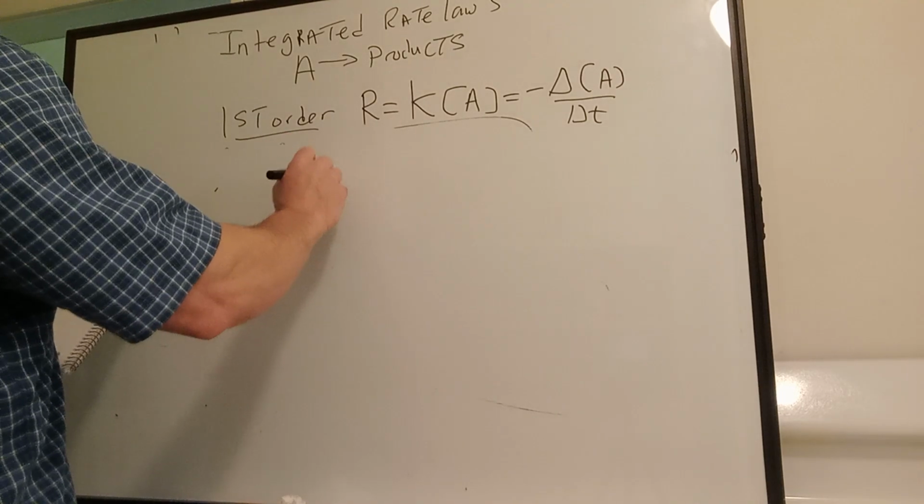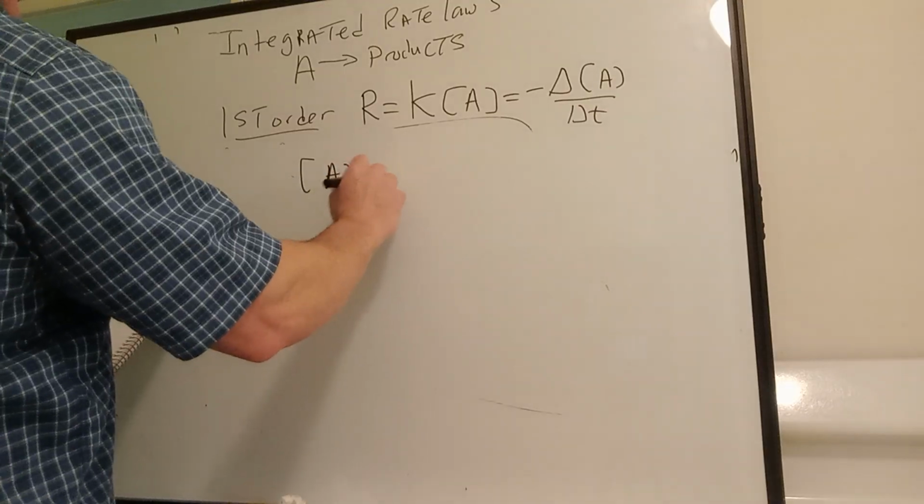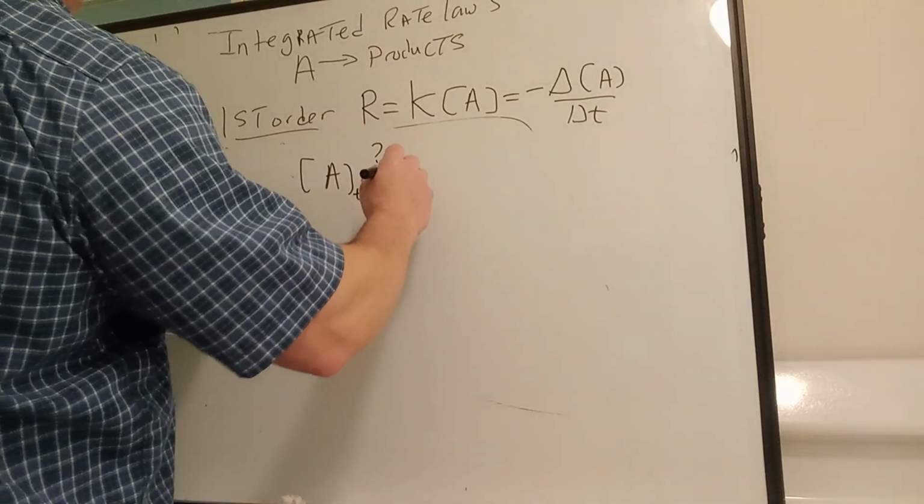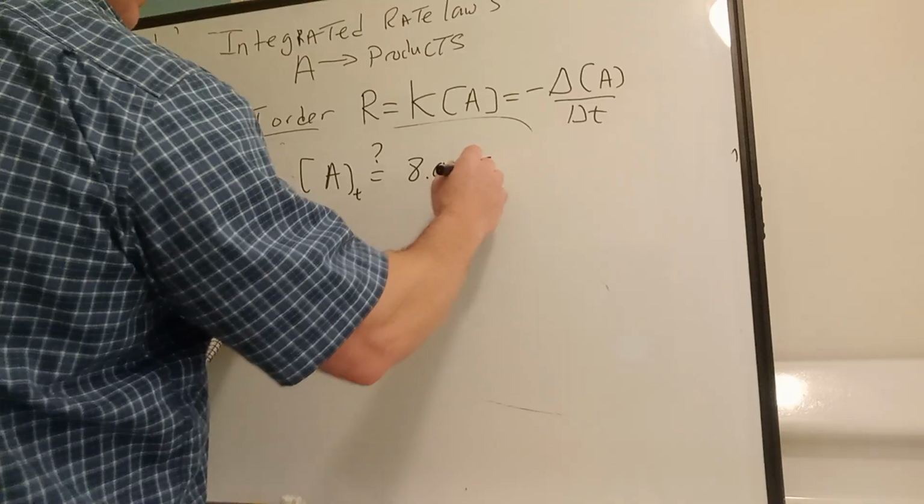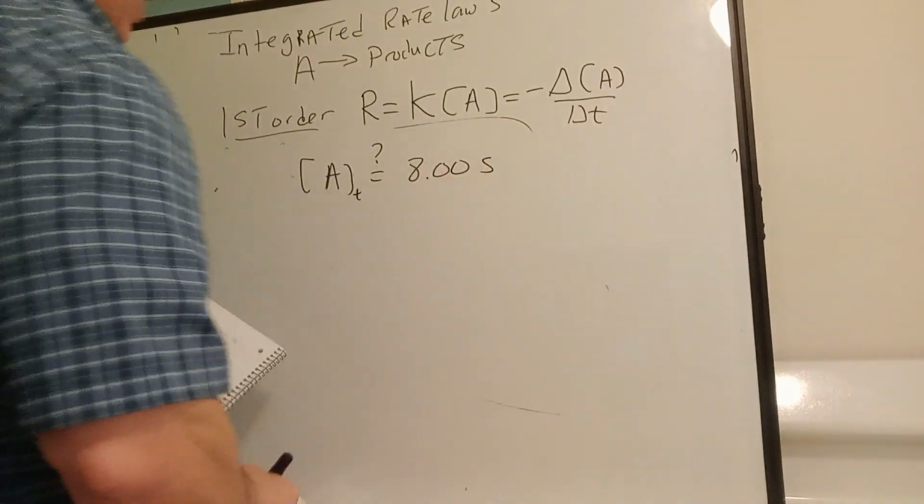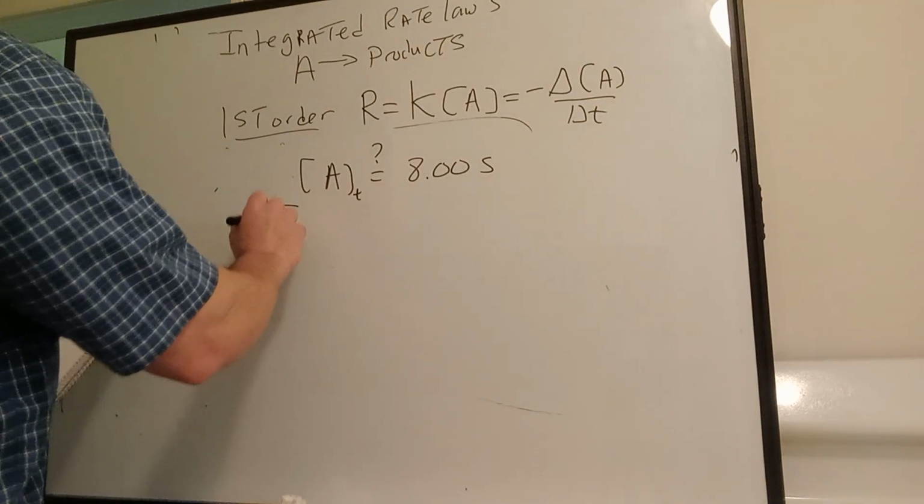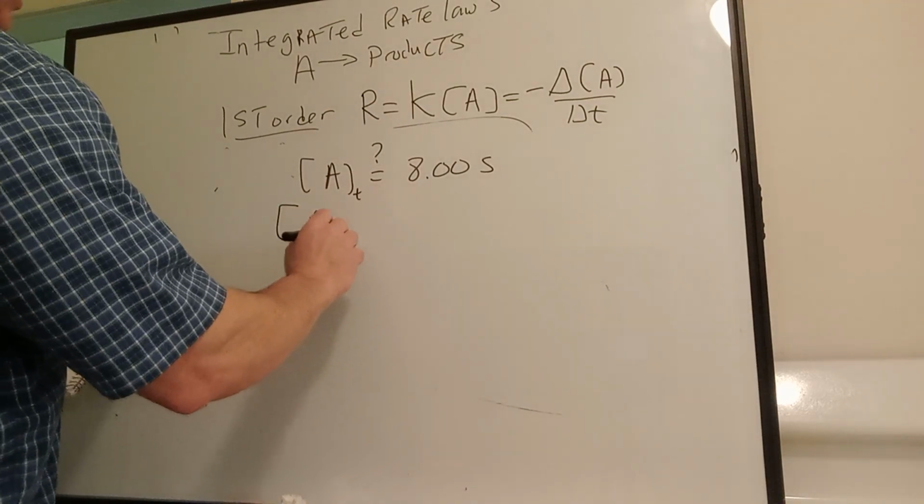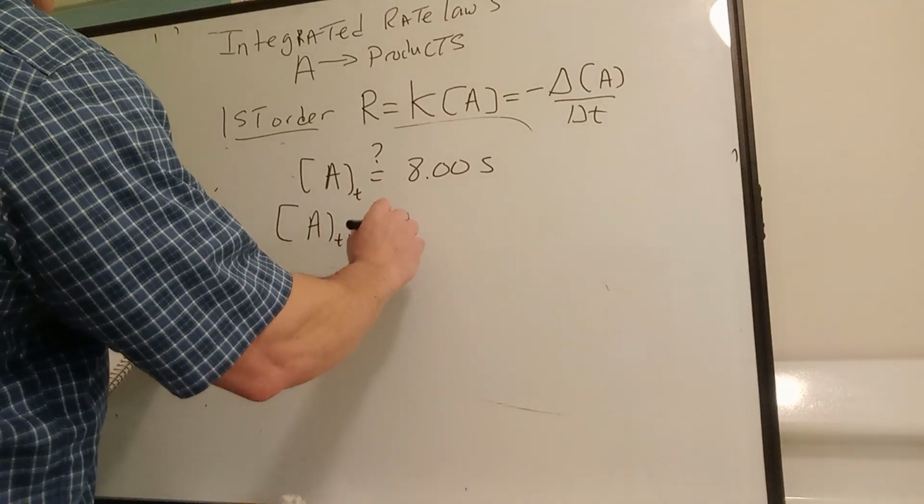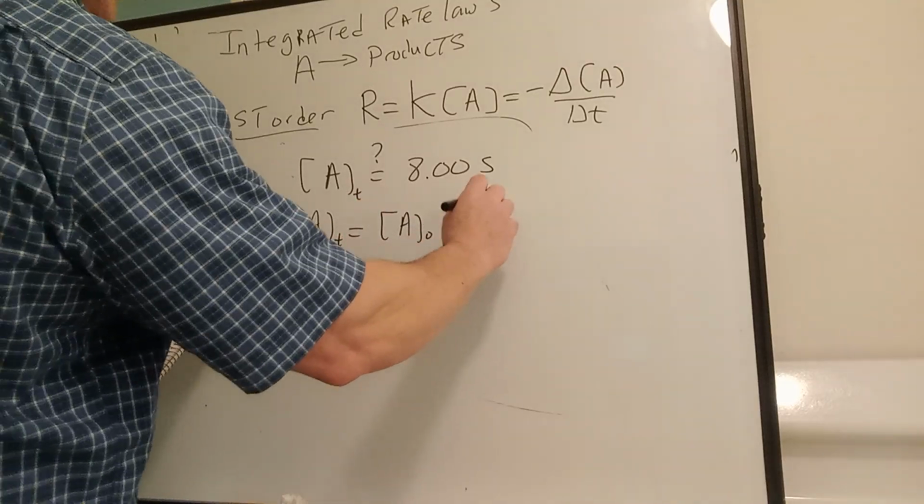What if we want to know what the concentration of A is after, let's say, 8 seconds of time? So that could be our question, same system. In that case, the form of the equation that works nicely is A sub t is equal to A naught e to the minus kt.